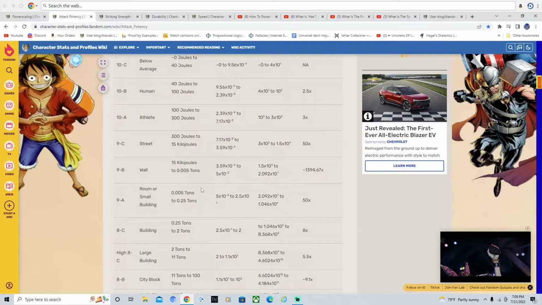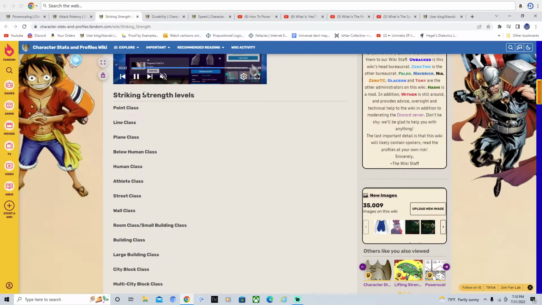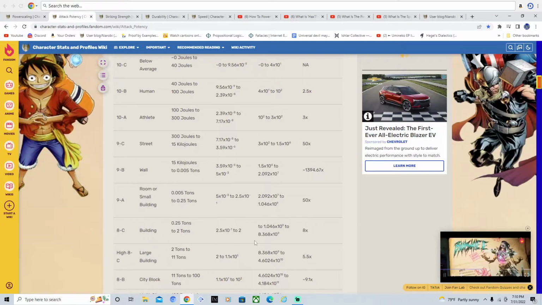But then here's another problem. Speed is not the end all be all either. You know how I talked about durability and how that person is able to ignore those 2 tons of attacks? Well, here's the thing. You're able to ignore those attacks up to a certain point. Like, say you're building level, and you get hit by attacks that are somewhat stronger than you. Say, I don't know, 2 or 3 times your strength level for, say, building level.